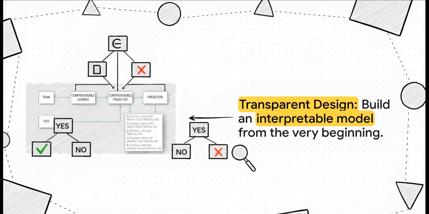And number 4 is transparent design. And this one kind of flips the whole script. It basically asks, hang on, why are we making this so hard on ourselves? Instead of building a complicated black box and then struggling to explain it, why not just build a model that's easy to understand from the very beginning, like a simple decision tree? The big trade-off, of course, is that sometimes these simpler models just aren't as powerful.